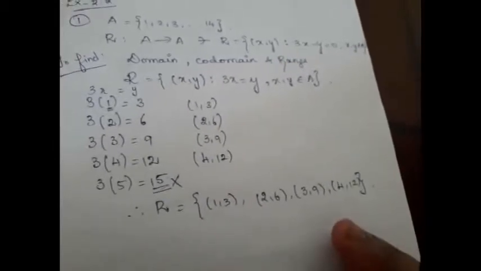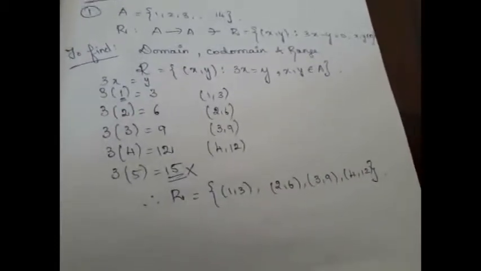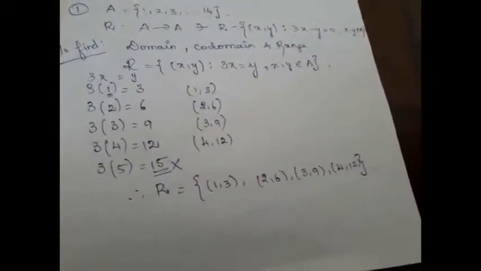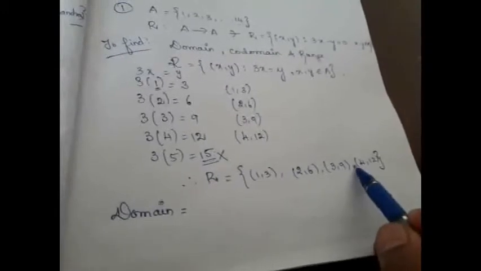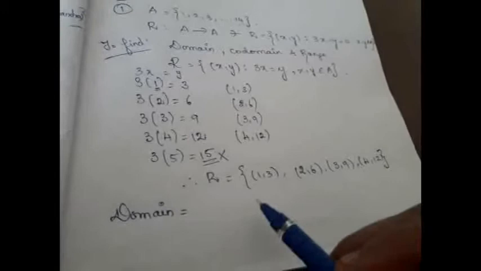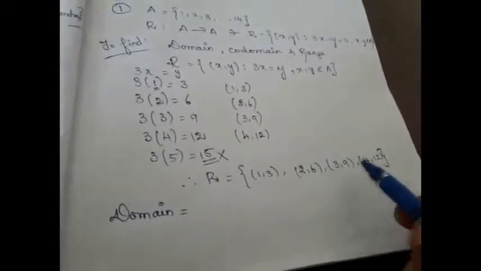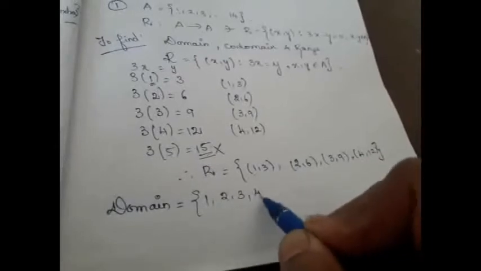R is the relation defined from A to A. Now after finding the elements of R, it is easy to list out the elements of domain, codomain and range. So what will be the domain now? By the definition of domain, domain is the first element of the ordered pairs. Kindly remember, domain is not the entire set. Domain is the first element of the ordered pairs. So domain will have 1, 2, 3, 4.